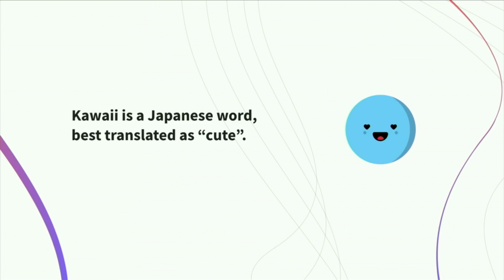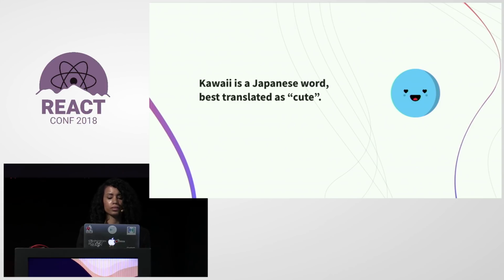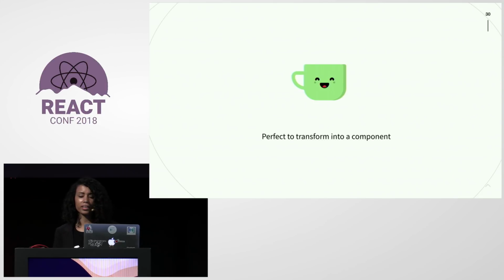And then I started thinking maybe I can create something like a kawaii. This seems perfect. Kawaii is a Japanese word, best translated as cute. And I thought, okay, the kawaii seems perfect to transform into a component, because almost anything can be a kawaii. So if you have an ice cream with a cute face on it, you have a kawaii.